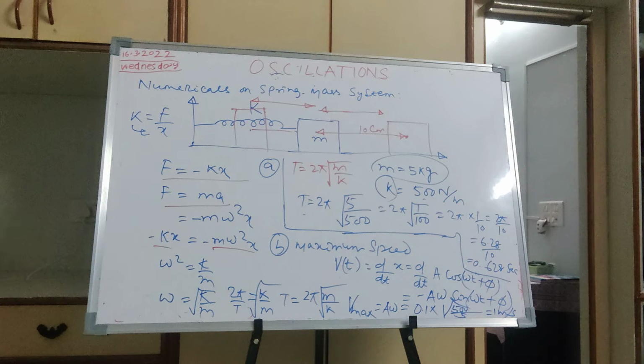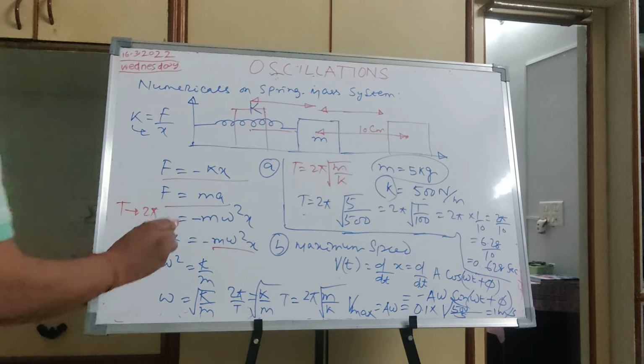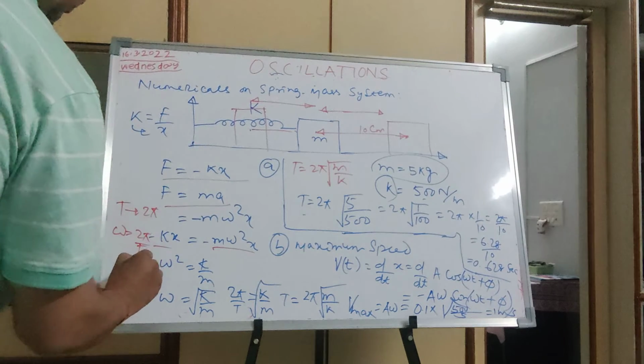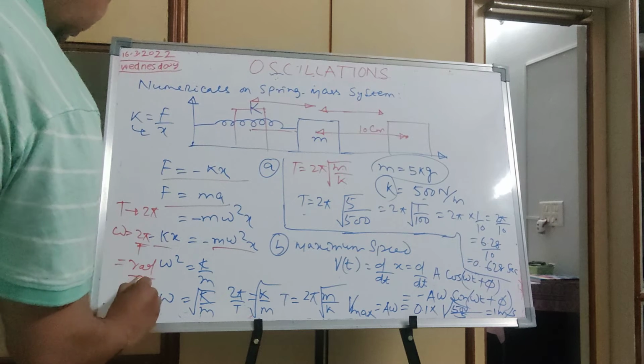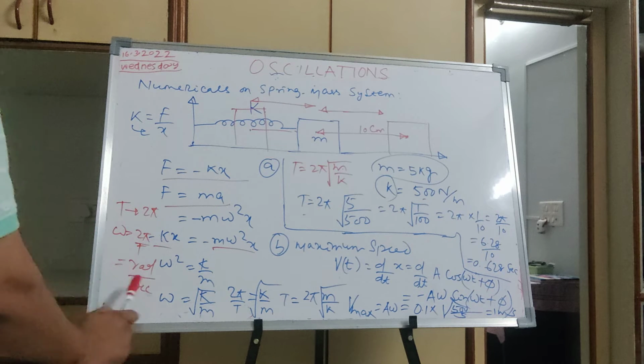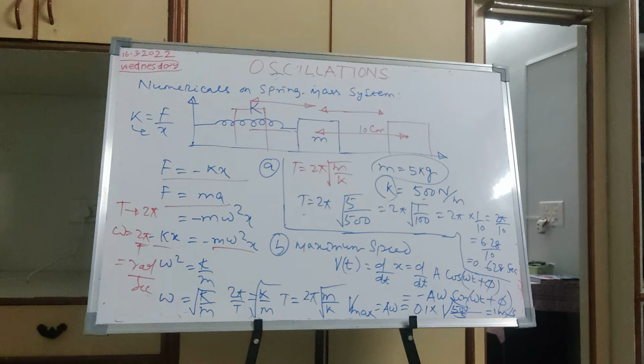And omega is the angular velocity. What is angular velocity? It is the angle covered per unit time. In a time period in simple harmonic motion, it covers 2 pi angle. So angular velocity is equal to 2 pi by T, and its unit is radian per second. So omega is equal to root k by m, and again omega is equal to 2 pi by T. So 2 pi by T is equal to root k by m, then T is equal to 2 pi root m by k. That is how you can derive it.